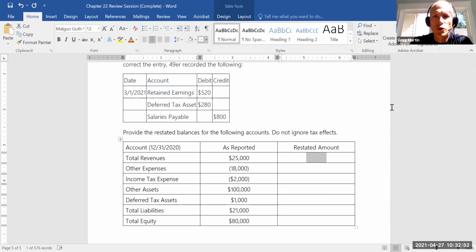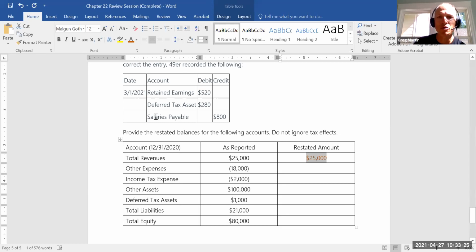So someone said 24,480. Someone says no change. One of them is right. So on the count of three, either in the chat or in your own mind. Oh, we're getting some consensus. Yep. 1, 2, 3. And the answer is no change.